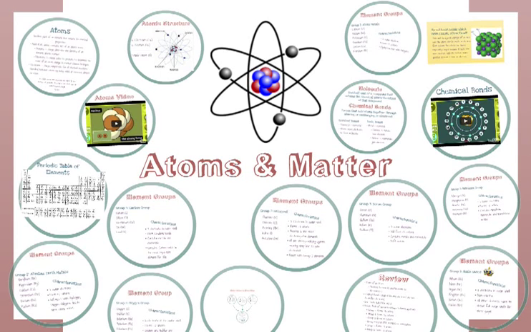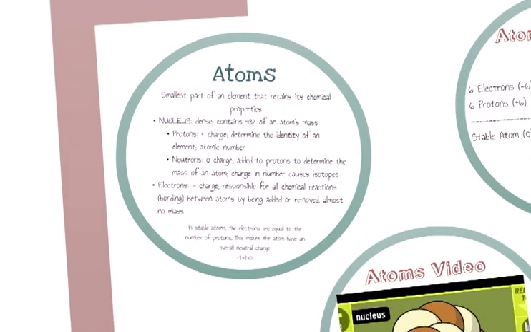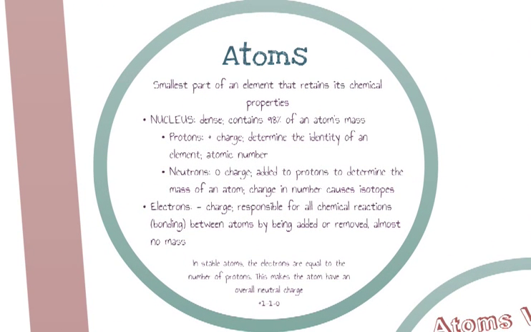Learn about the properties of atoms and the properties of matter. Atoms make up the smallest part of an element that retains its chemical properties. An atom consists of a nucleus, which is located in the center of an atom. It is a dense area that contains 98% of an atom's overall mass. And within the nucleus, you have your protons and neutrons.